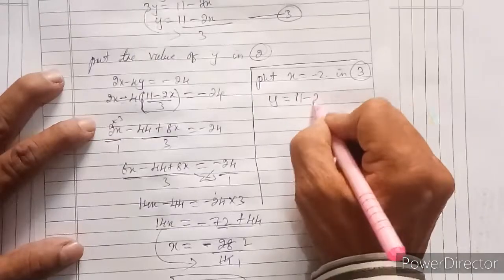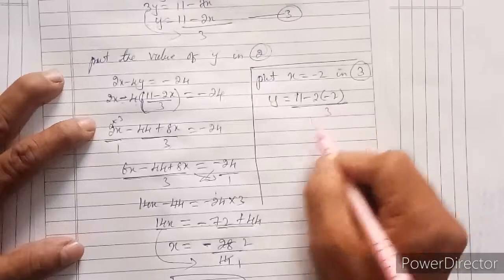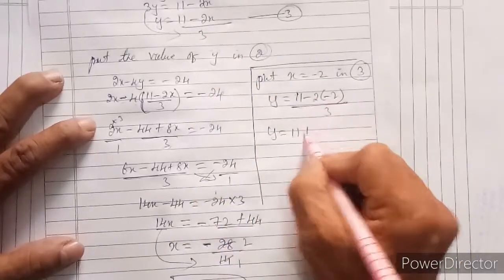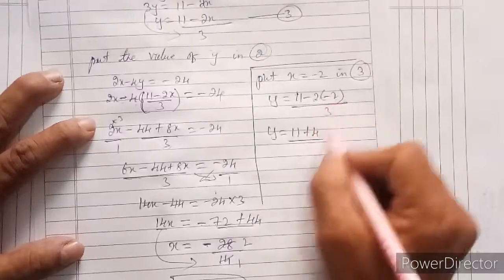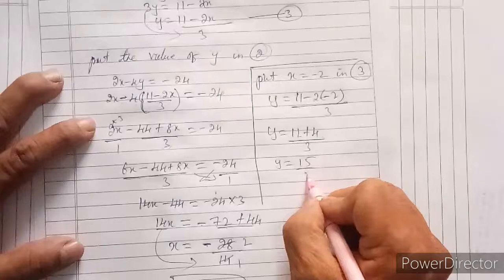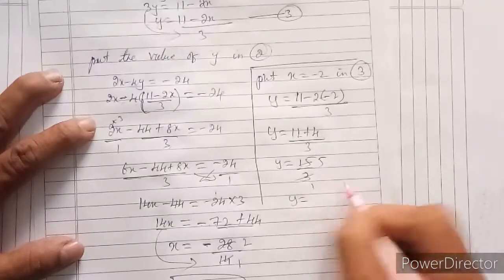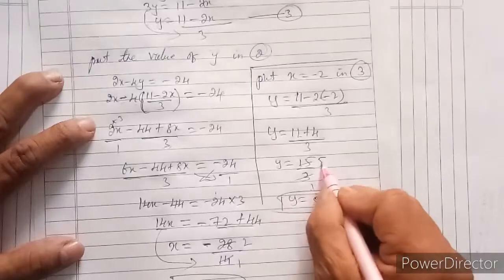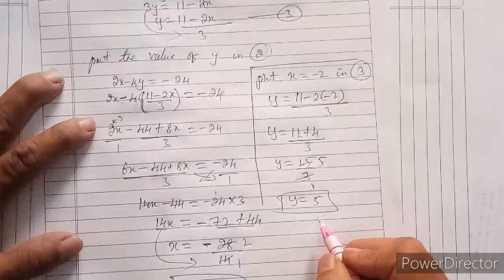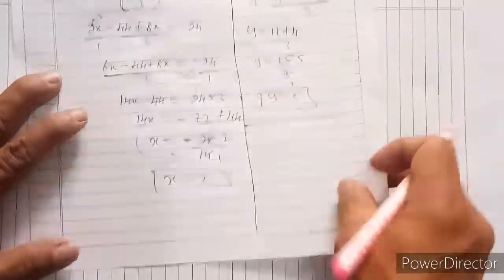11 minus 2 times x, x is minus 2, we have taken the value from here, divided by 3. So y is equal to 11 minus into minus is plus 4, 2 2s are 4, divided by 3, and y is equal to 11 plus 4 is 15 by 3. If you cancel, 3 1s are 3, 3 5s are 15, so y is 5. y we also got, that is 5. So after that, you see, the general equation should be given in the question.